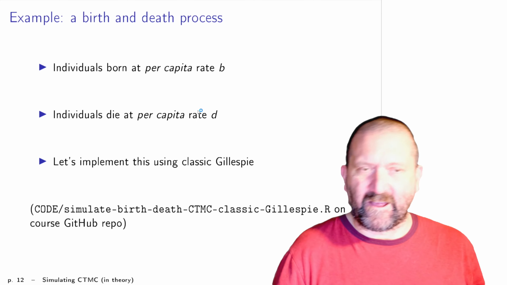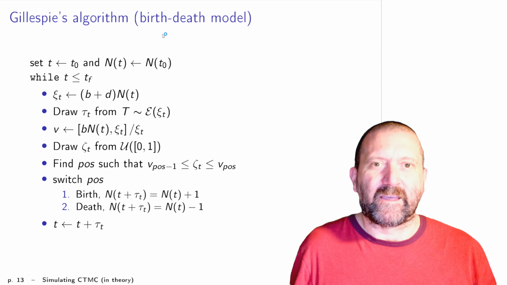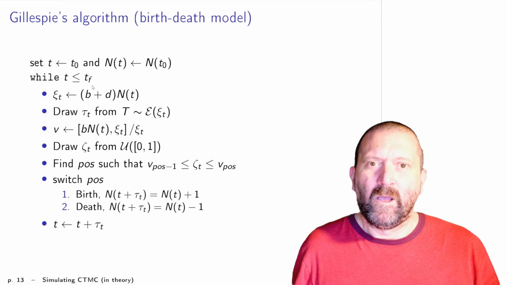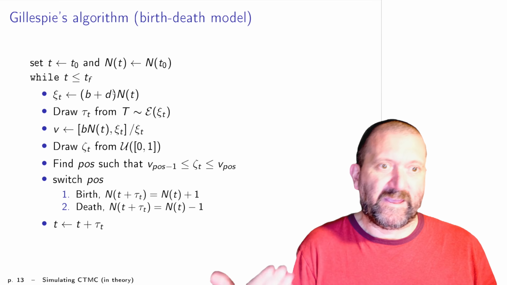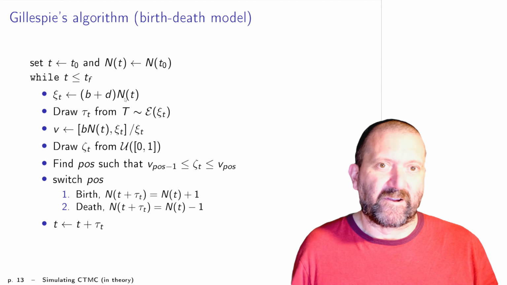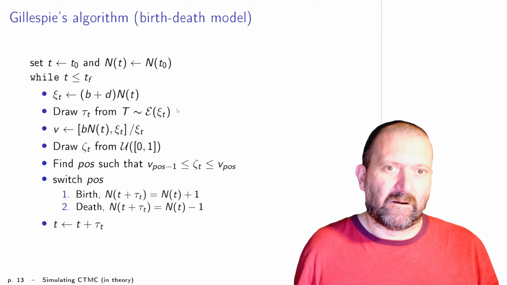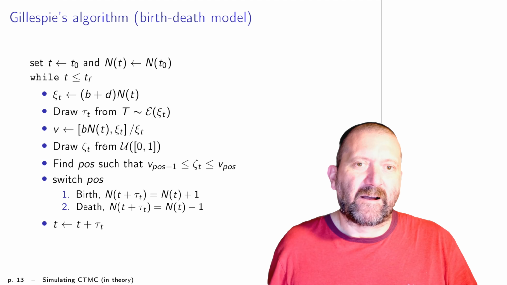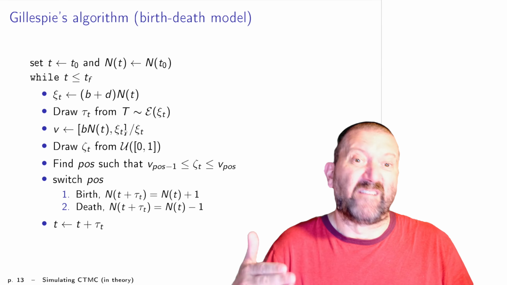Let's do classic Gillespie. Let me show you how this works. So again, we set things as we had before. We compute the sum of the weights, which here are just B plus D times the population. We draw a time tau t from that exponential distribution. We make that vector, which the first one has Bn of t, the second one has 1.